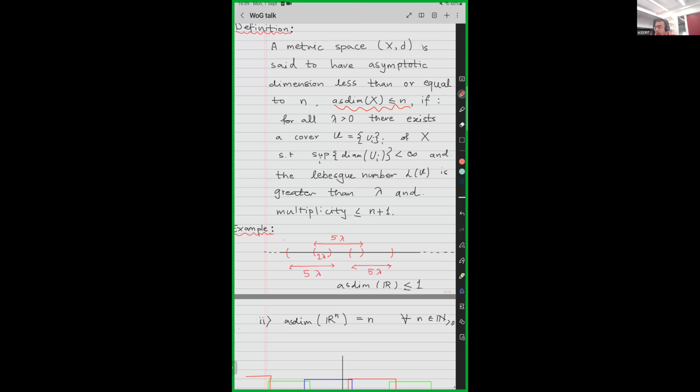One can confirm that this cover has Lebesgue number lambda, because if you pick any point and draw the ball of radius lambda around it, it will be totally contained inside one of these intervals. Okay, so this is how you show that the asymptotic dimension of the real line is less than or equal to 1. And in general, the asymptotic dimension of R^n is exactly n.